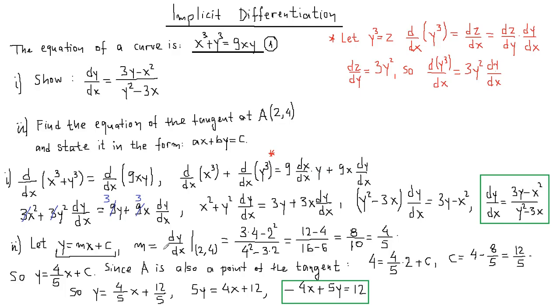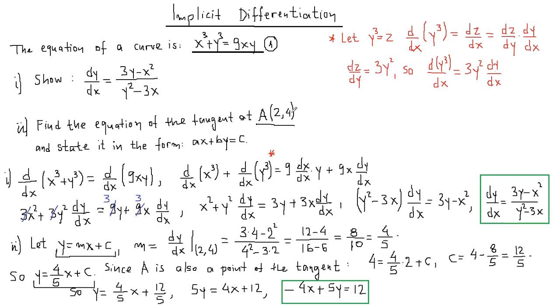So 4 in place of y, and 2 in place of x. So we have 3 times 4 minus 2 squared over 4 squared minus 3 times 2. Finally, we get 4 over 5 as the slope. Substituting the slope, this equation becomes y equals 4 over 5 x plus c, and since A is also a point on the line, it means that its coordinates verify this equation.